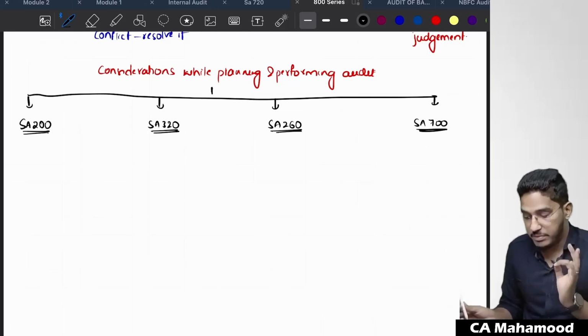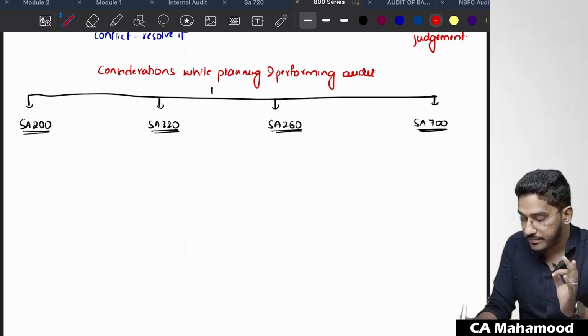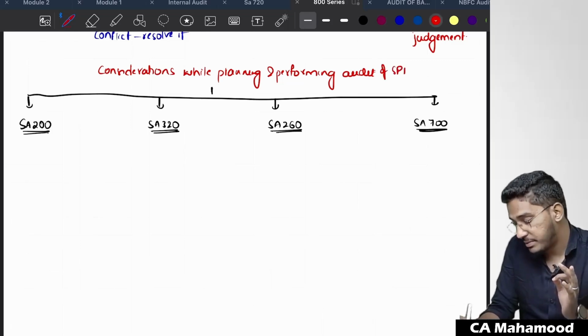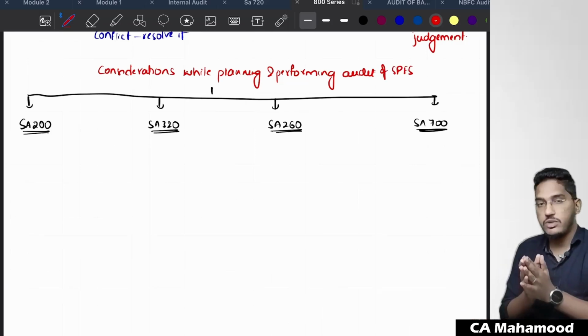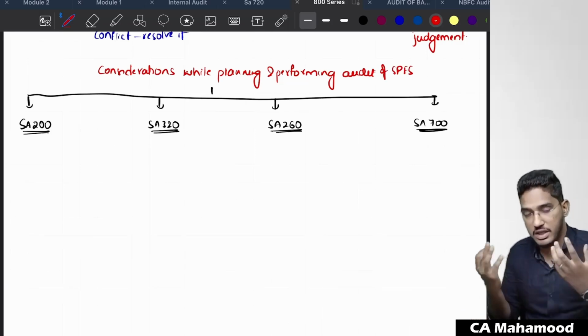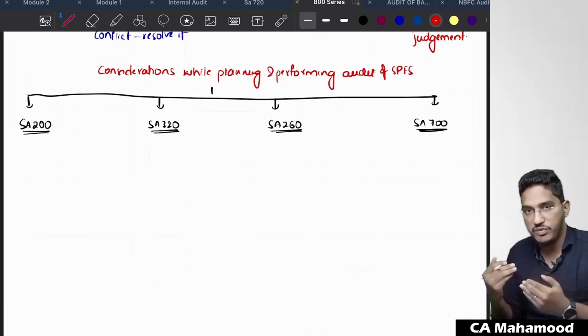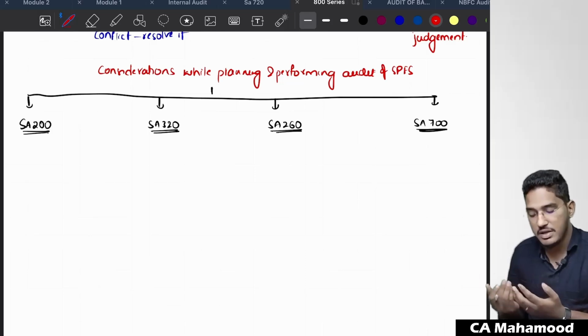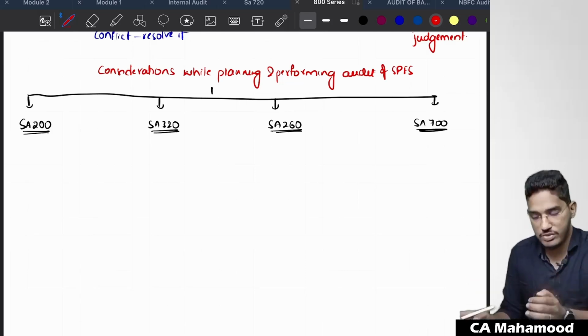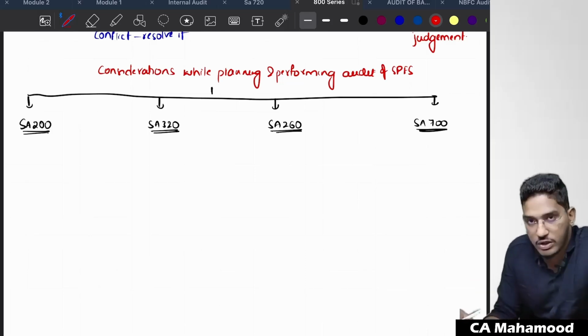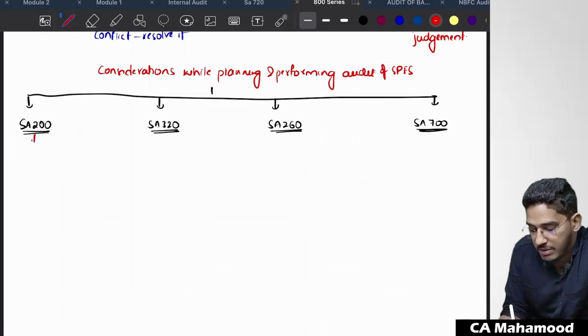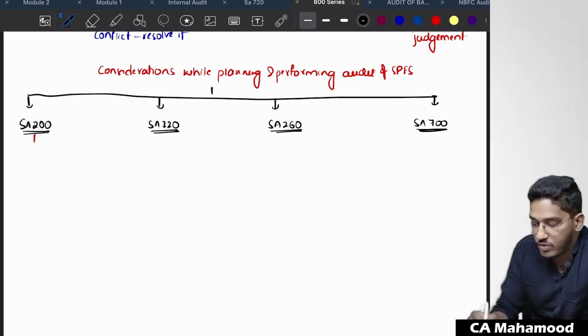So when you are planning and performing audit of special purpose financial statements, they're specifically talking about the considerations, the things which you have to keep in mind while planning and performing audit of special purpose financial statements, and they talk about specifically 4 standards. So when you are conducting audit of special purpose financial statements, you need to comply with SA 200 also. Sir, what does SA 200 talk about? What requirements of SA 200 have to be complied with?